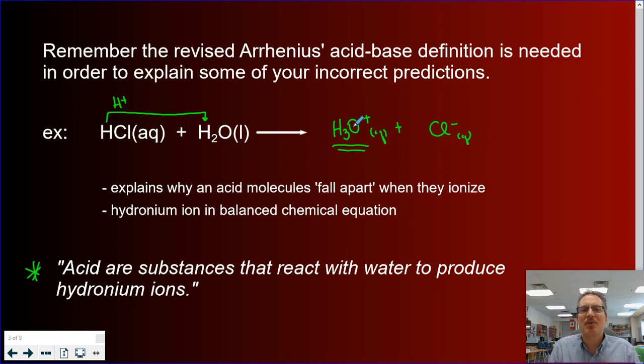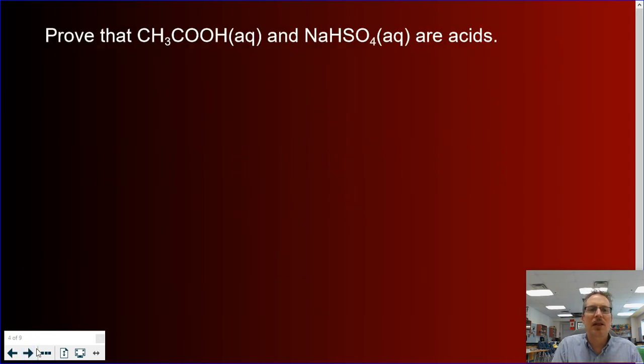The second thing about the Arrhenius definition is it's all about the hydronium ion. That is what defines an acid. So let's take a look at two examples, both from the previous prediction sheet. The first one, most of us got right. So let's prove that this guy is an acid. I'm going to start with it.